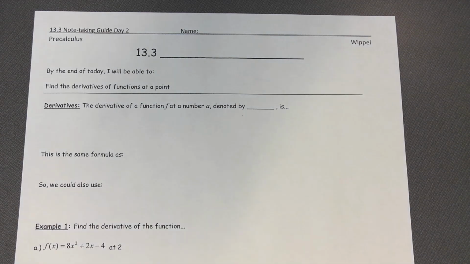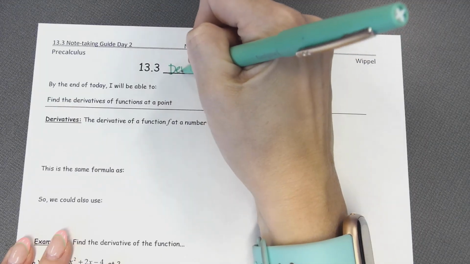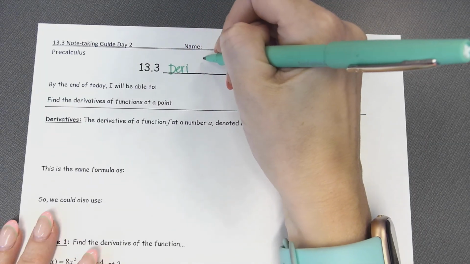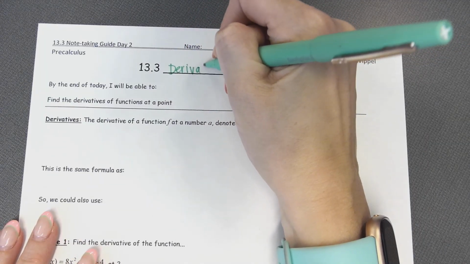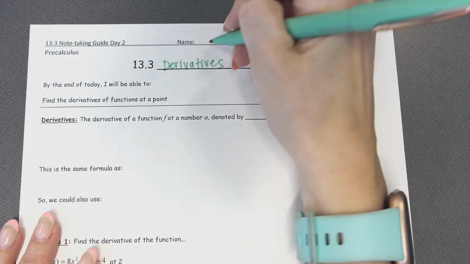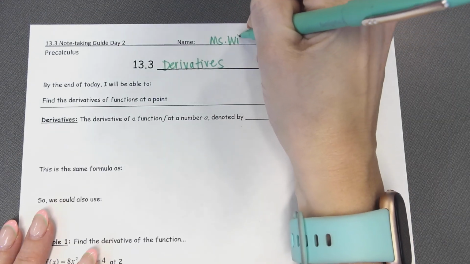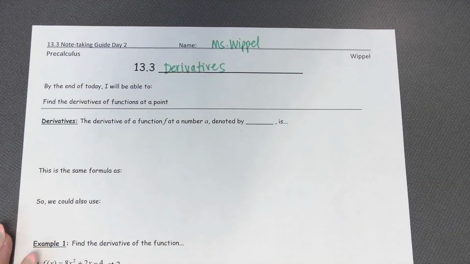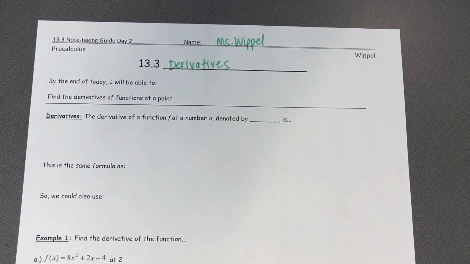So today we are continuing with derivatives. Remember yesterday we found the slope of the tangent line. Today we are going to be finding derivatives of functions at a point. When we were finding the slope of the tangent line, we were using limits. We're going to be using limits today as well.